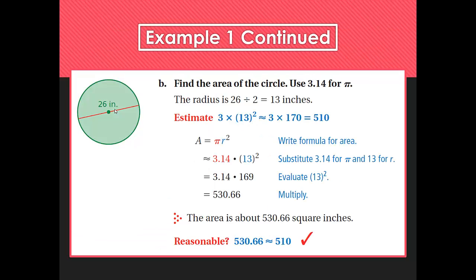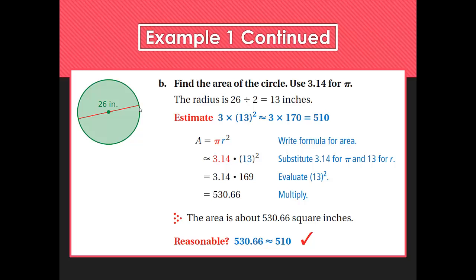Now we're going to continue with our first example. So for B, find the area of the circle. Use 3.14 for pi. This circle has a radius of 13 because the diameter, so all the way across, is 26 inches. The radius is half of the diameter, so 26 divided by 2 would be 13. So we're going to use 13 to find the area.